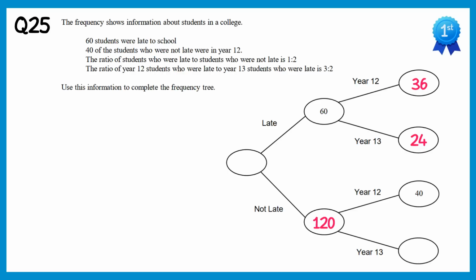We can now fill in the rest of the frequency tree. This 40 here, plus whatever number goes here, must make 120. So 120 take 40 gives you 80. So the year 13s that were not late is 80. And this 60 here plus this 120 here must make the total of all students, which goes here. So 120 add 60 is 180.